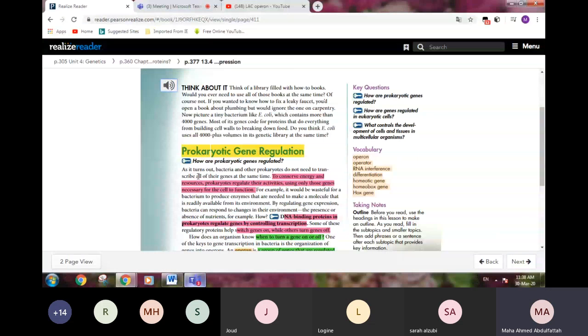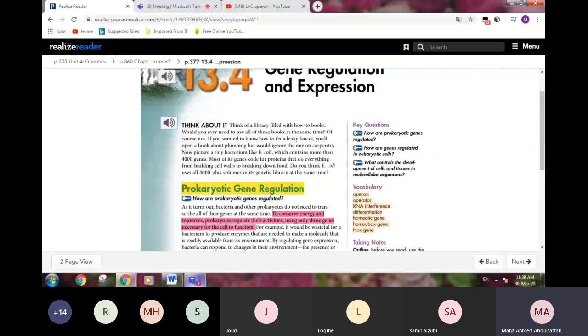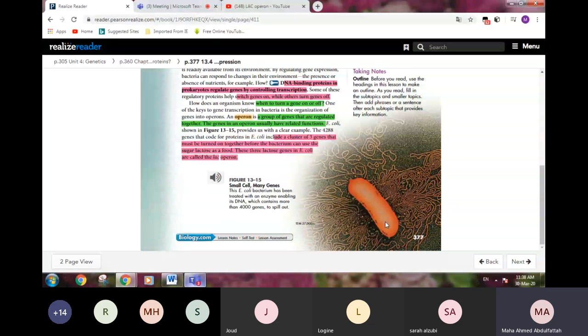What is the idea here, girls? I just want to give you an introduction about the idea of the lesson. Okay, I will ask you questions. If we have, for example, this Escherichia coli bacteria, it tells you it has around 4,000 genes inside it. Do you expect that all these genes would work at the same time or would work always? Would you expect that?